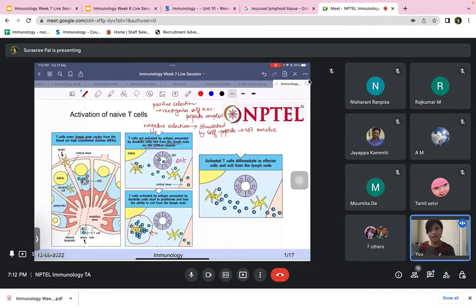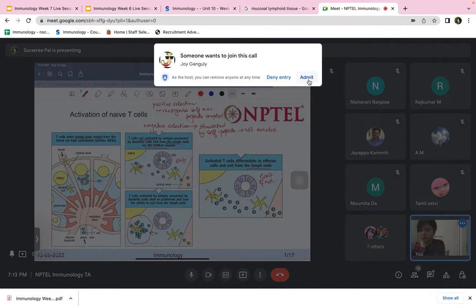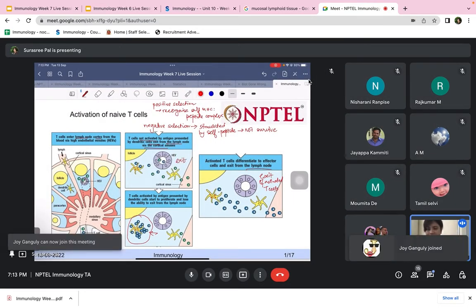And once the T cells are activated and differentiated, they will also develop the subsets of the helper T cells, cytotoxic T cells and all that. So after they are activated and differentiated, they will be able to leave the lymph node. Okay, this is the final exit of the activated T cells. Alright, so this is the overall process of how this activation takes place inside the lymph nodes.